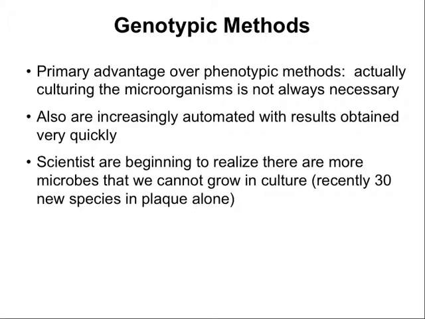The primary advantage over phenotypic methods is that with genotypic methods, we don't necessarily even need to culture the microorganisms. We need just a very small sample. Also, they're becoming increasingly automated, which means that we can get results super fast. Through the use of genotypic methods, scientists are beginning to realize that there are so many more microbes than we ever knew existed, because many of them we cannot grow in culture. Recently, we've discovered 30 new species of plaques alone. You know, the ones on your teeth.